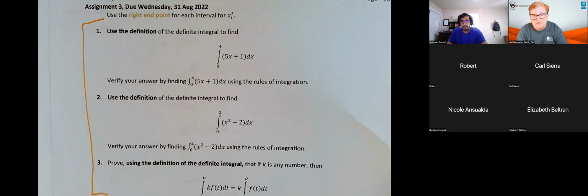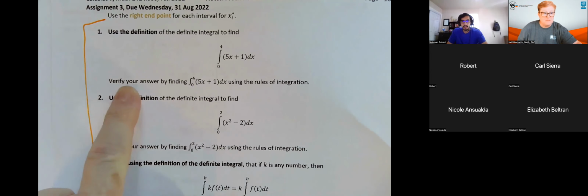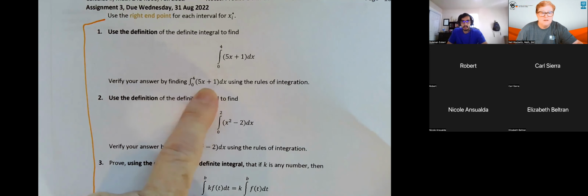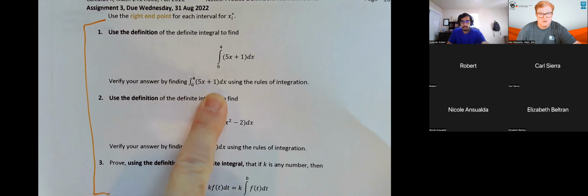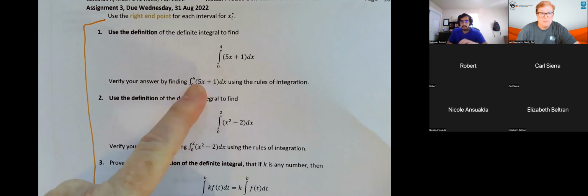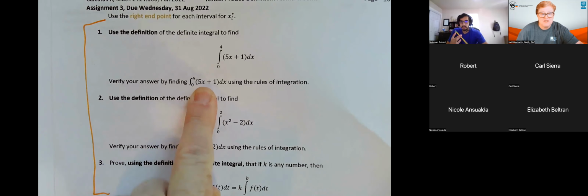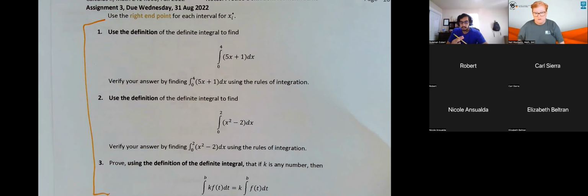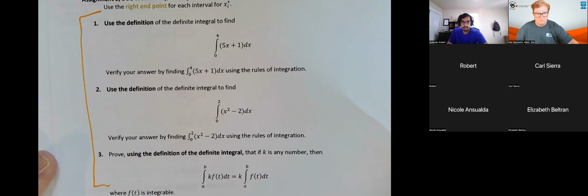Homework answers. The reason why I'm not posting the homework answers is that I want you to find them using the regular rules of integration. So using the rules of integration, you'll be able to check your work. And if there are any questions about that, just text me.